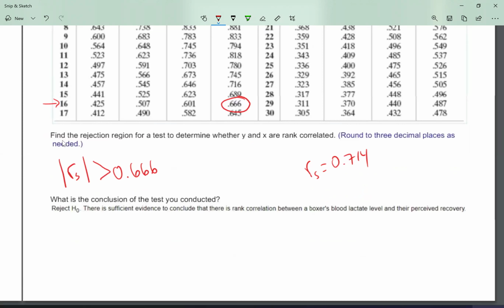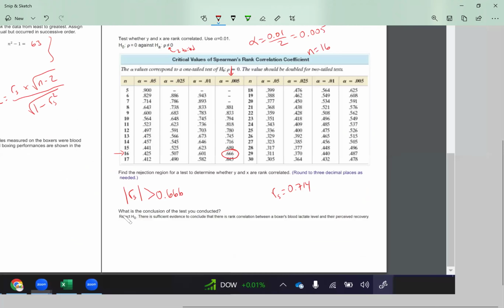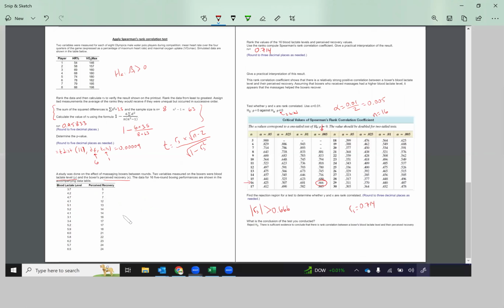So what is my conclusion? I'm going to reject it. There is sufficient evidence to conclude that there is a rank correlation between a boxer's blood lactate level and their perceived recovery. Okay, that's what we did today.